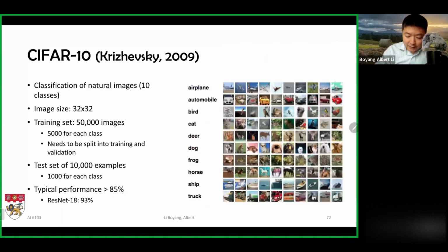Next one is known as CIFAR 10. It is a full color realistic images or natural images, and it contains 10 classes from airplane to ships and trucks. So image sizes are slightly bigger at 32 by 32. Training set and test set are of comparable sizes, 50,000 and 10,000 respectively. Typical performance is greater than 85%, which is not a very high bar.